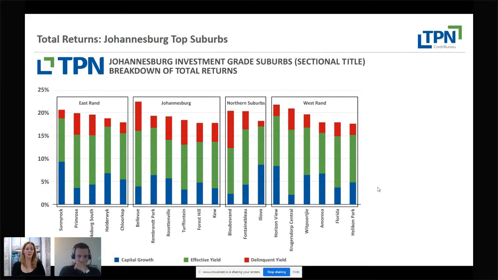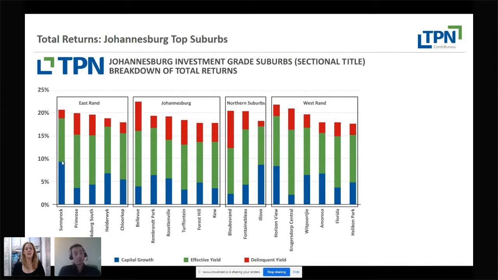So if you were to look at somewhere like Sunny Rock on the East Rand, which is this first column over here, the blue indicates to me that around about 9% capital growth in Sunny Rock year on year for 10 years. So 9% per annum. The green section and the red section together would give us what the gross yield will be. In other words, Sunny Rock for capital growth and gross yield would give us 21% yield return every year per annum for the last 10 years.